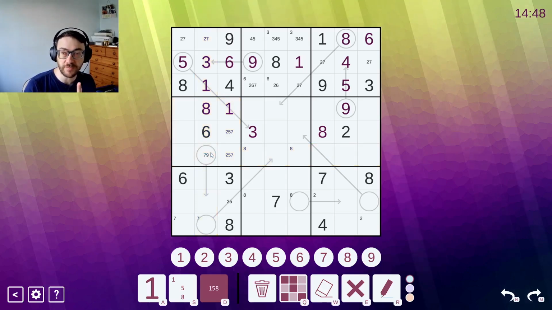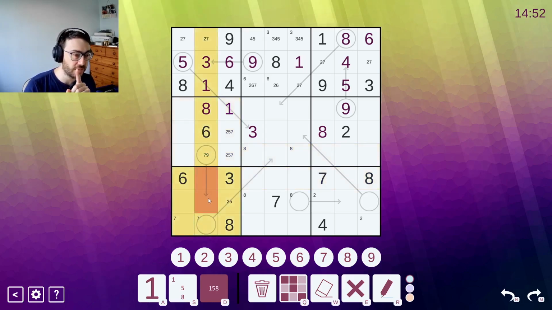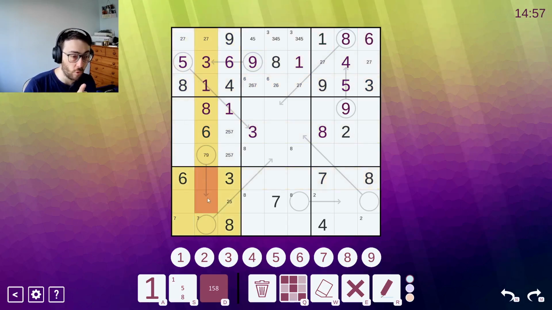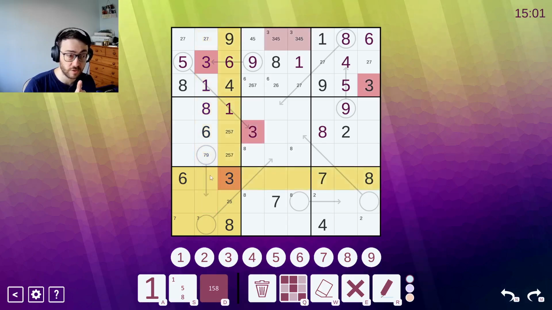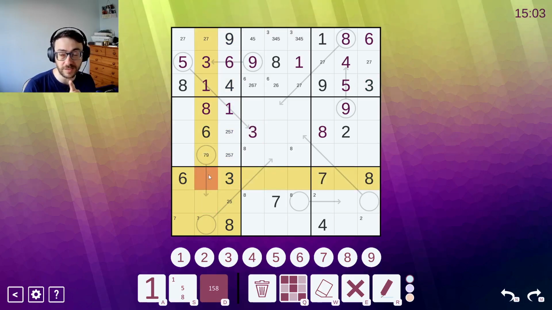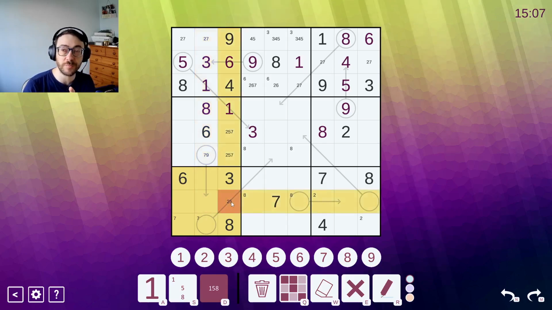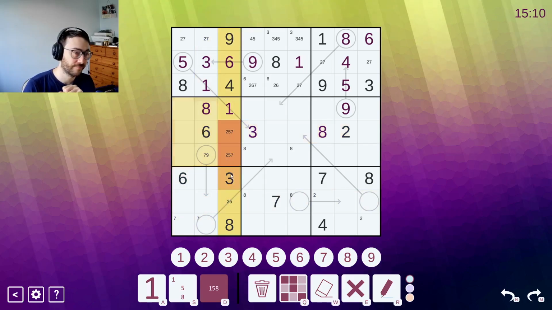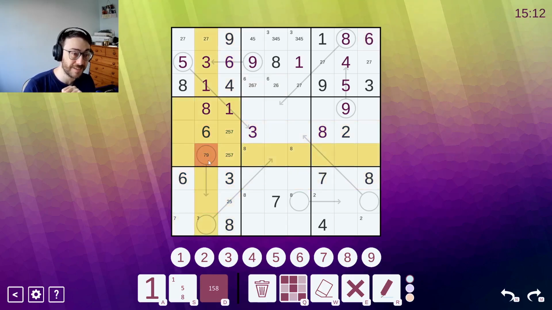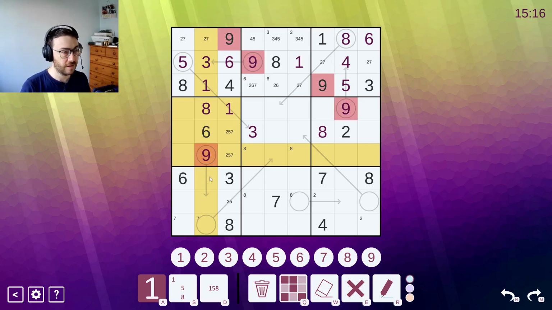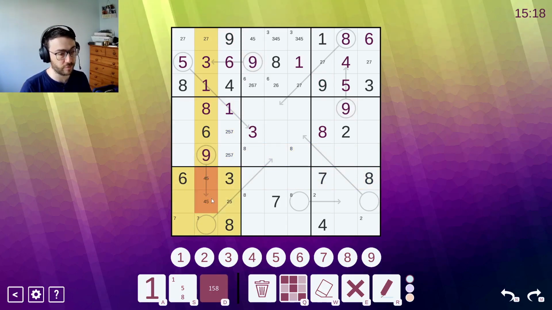But, can this be a 7? So if this is a 7, I need to make this either a 1-6, which I can't because there's a 1-6 in the column, or a 3-4, which I can't because there's a 3 in the box, or a 2-5, and I can't make this a 2-5 because that would leave no possible options for this cell. So actually, this can't be a 7. Yay. And then I think, yeah, I just went through all the possibilities here, didn't I?